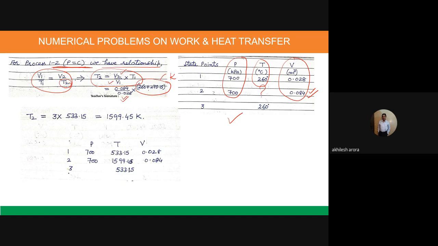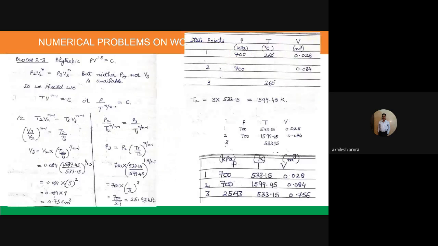Okay, so the temperature here was 260 at state point 1. I have converted this value into Kelvin by adding 273.15. So after doing this calculation, I get the value of T2 as 1599.45. So once again, I have repeated this table here. Now this value has been calculated and these are the two missing values. Okay, so let us go to the next slide where I have calculated these values once again.